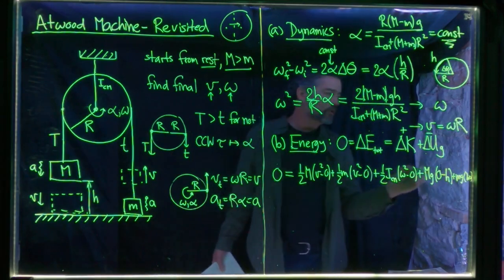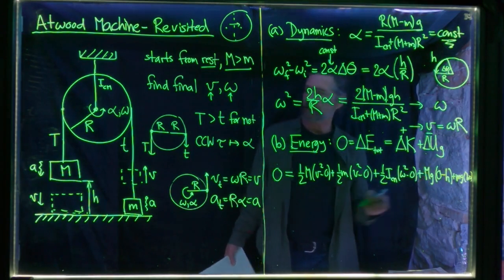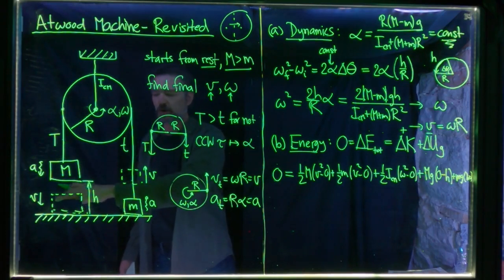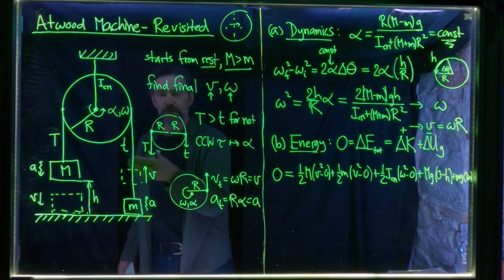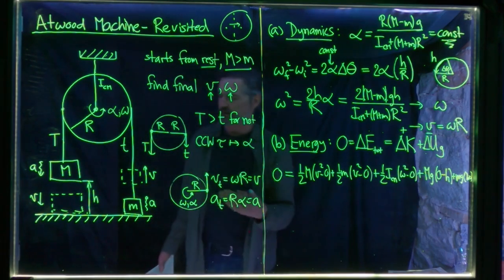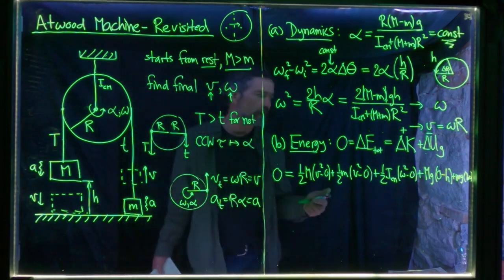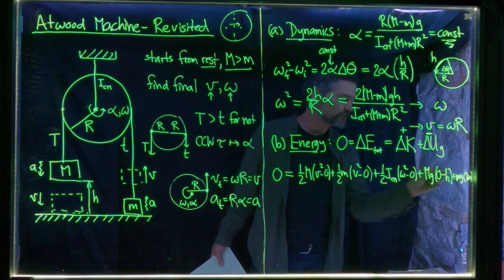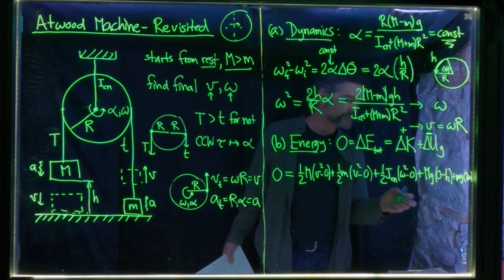This term is negative because big M is falling through height h, so the gravitational field energy is going down. It's causing a negative change in the gravitational field energy. Little m is going up. It's causing a positive change in the gravitational field energy, but not as much. So there's a net negative change in the gravitational field energy. This term is bigger than this term, more negative, so the sum is negative.